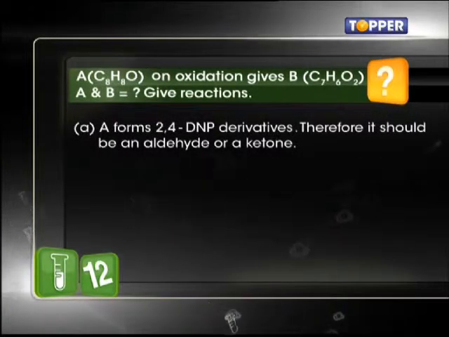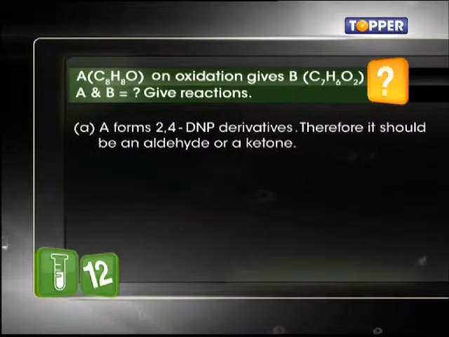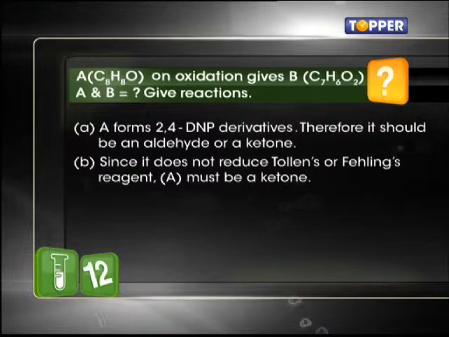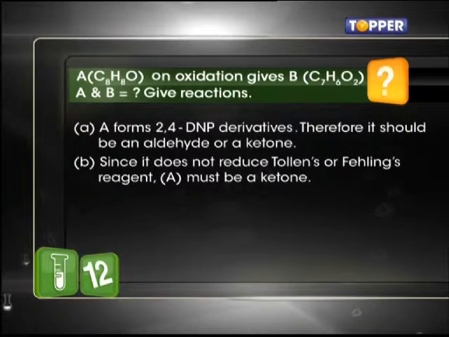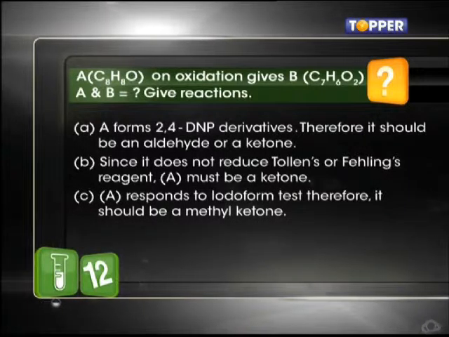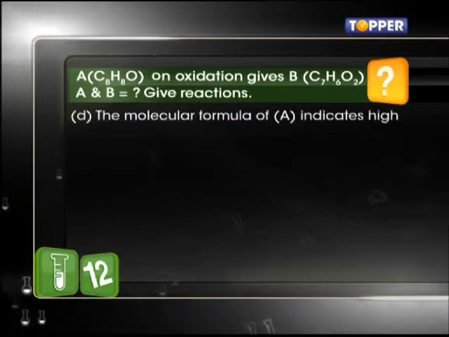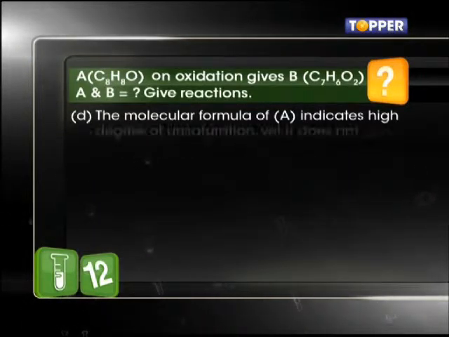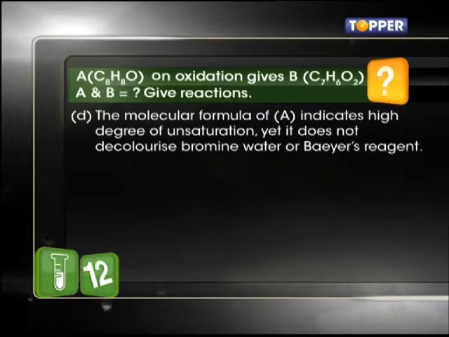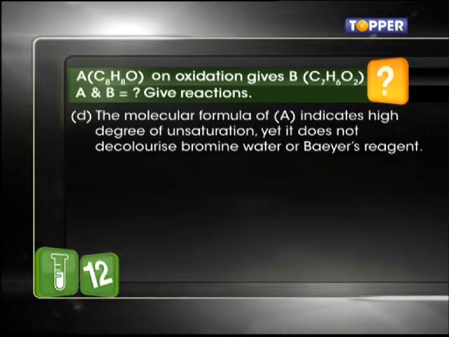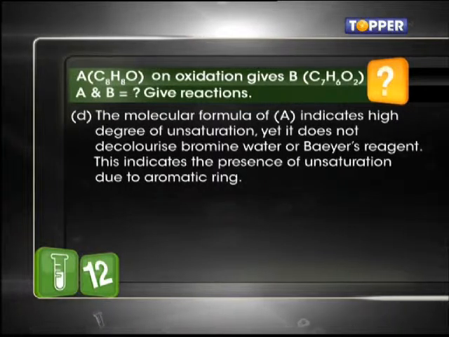A forms 2,4-DNP derivatives, so it should be an aldehyde or a ketone. Since it does not reduce Tollens' or Fehling's reagent, A must be a ketone. A responds to the iodoform test, so it has to be a methyl ketone. Now the molecular formula of A indicates a high degree of unsaturation, yet it does not decolorize bromine water or Baeyer's reagent. This indicates the presence of unsaturation due to the aromatic ring.